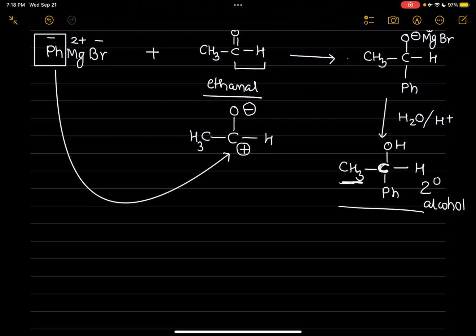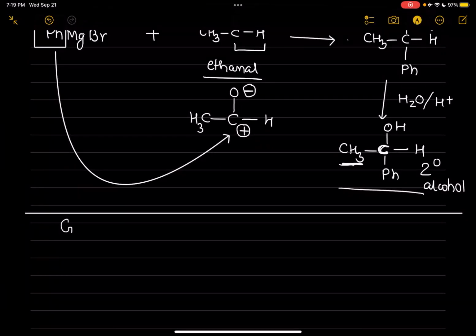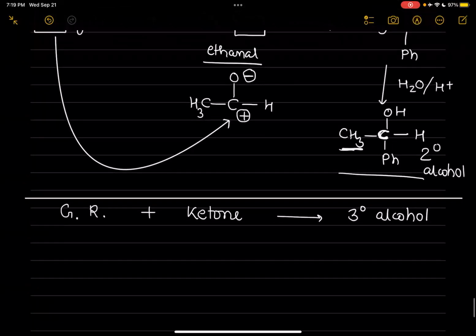And what will happen if you react the Grignard reagent with a ketone? What type of alcohol are you going to get? Anushka, why tertiary alcohol? Can you explain it to me quickly?